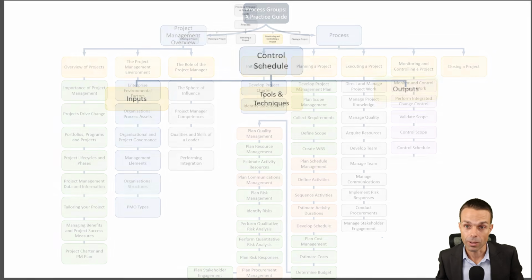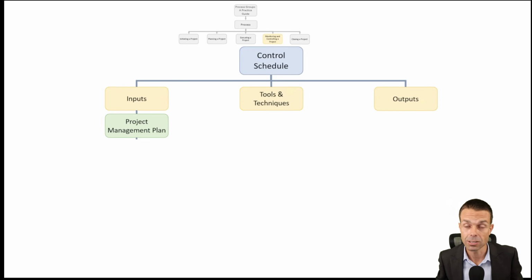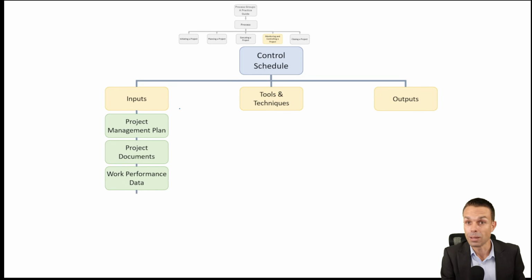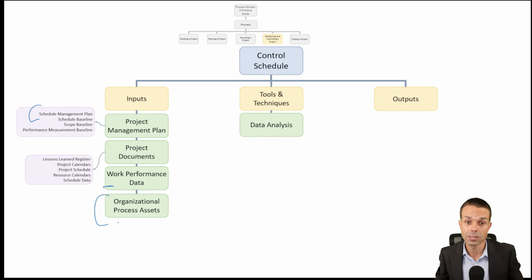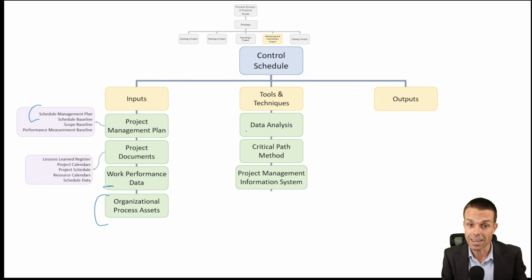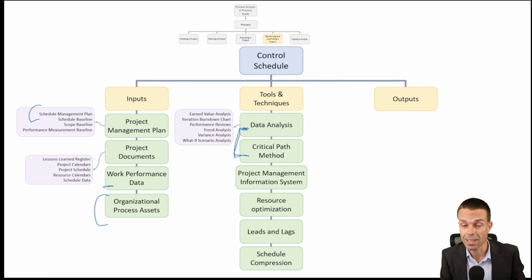Controlling the schedule as that goes along, if there are any changes, for change control, where the inputs are the project management plan for the schedule management plan in our process, project documents, work performance data, and OPAs. Tools and techniques include data analysis, the critical path method if that changes or we need to adjust our schedule. The project management information system is where we get all of our project information from. Resource optimization, if we need to change or shuffle resources around to get the best outcome.